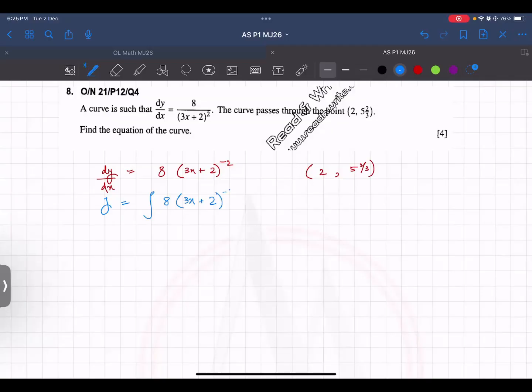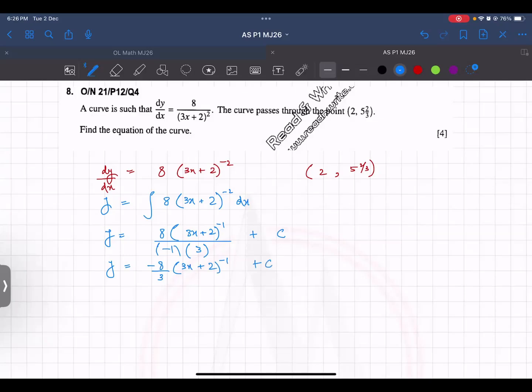If you integrate this, y will be equal to the integral of 8 times (3x plus 2) to the power minus 2. 8 is the coefficient, so 8 will still be 8. The inside of the bracket doesn't change: 3x plus 2 remains 3x plus 2. Power adds by 1, so minus 2 becomes minus 1, divided by minus 1 and multiplied by the derivative of 3x plus 2, which is 3, and then plus c. Now you simplify: minus 8 upon 3, (3x plus 2) to the power minus 1 plus c.